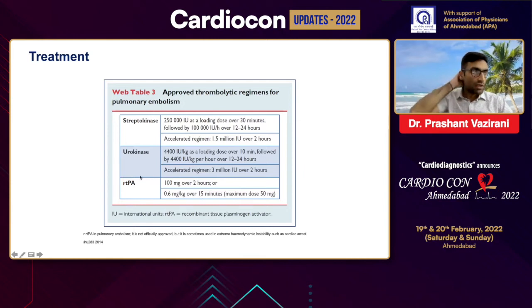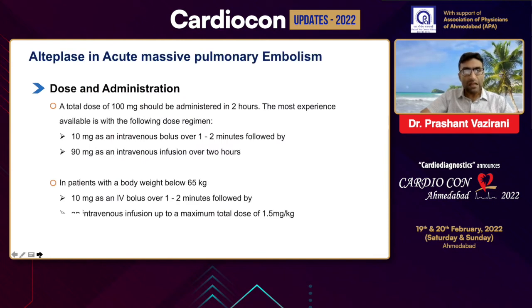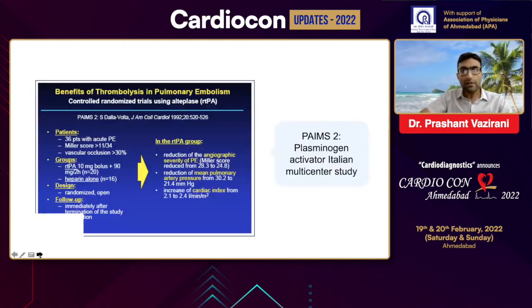Apart from this, there are two other agents like tenecteplase, which is weight adjusted, as we all use, and also reteplase, which is 10 and 10, which can also be used. So alteplase is the one which is more commonly advocated, and a total of 100 milligrams has to be given in 2 hours: 10 milligrams is usually given as an intravenous bolus over 1 to 2 minutes, followed by 90 milligrams as an IV infusion over 2 hours. Or in patients with a body weight less than 65 kgs, 10 milligrams can be given as an IV bolus over 1 to 2 minutes, followed by an IV infusion to a maximum dose of 1.5 milligrams per kg. So, what is the evidence of alteplase in acute pulmonary embolism?